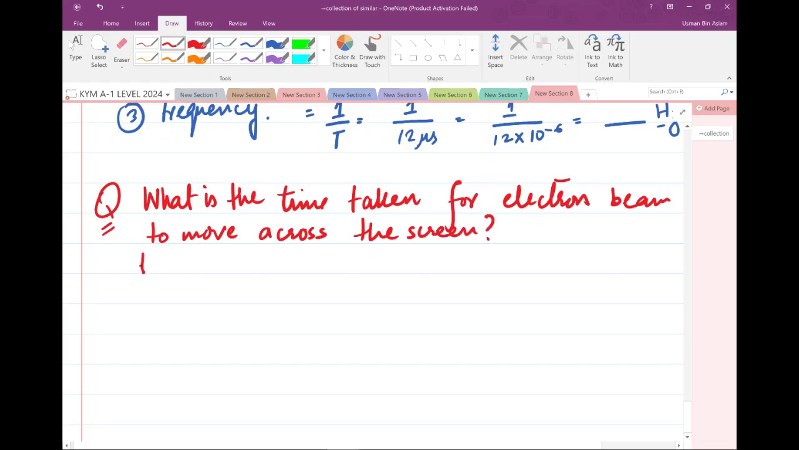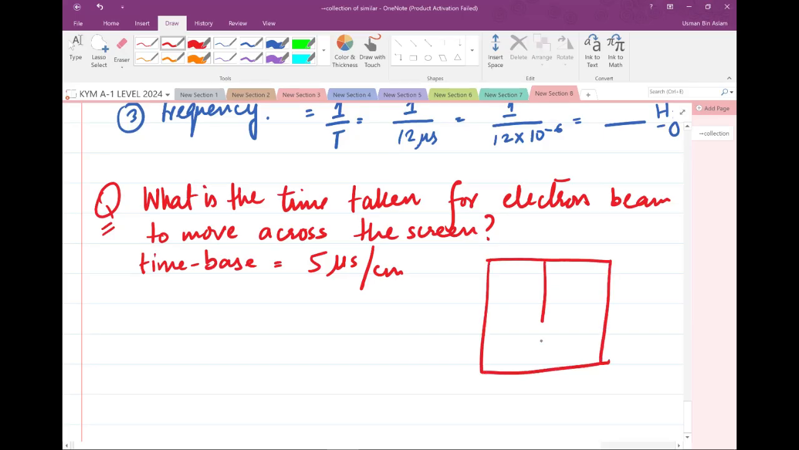The time base setting is given. Time base is given 5 microseconds per centimeter, and on a screen they have given you the number of boxes there are horizontally. They're asking what will be the time taken by an electron beam to move all the way from the left hand side of the screen towards the right hand side of the screen? I will be able to find that out.